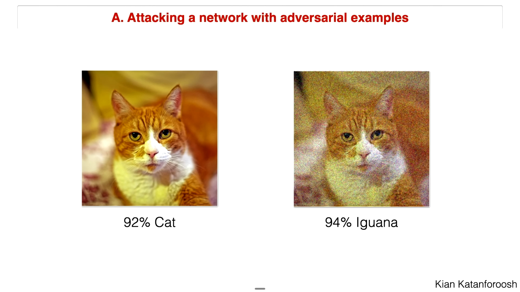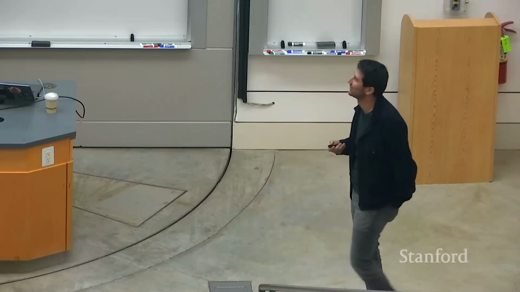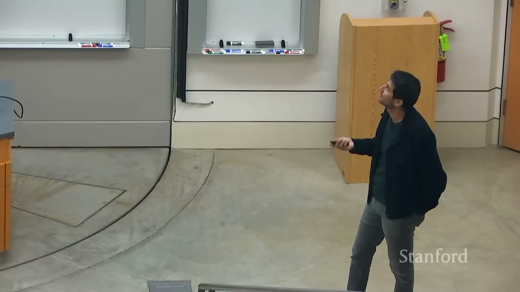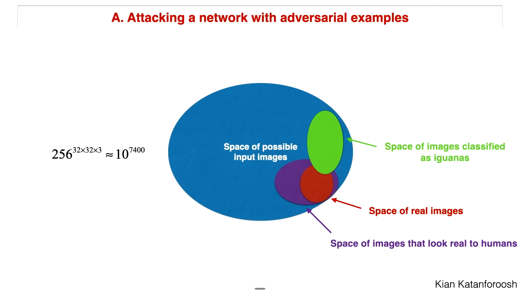Okay, so these are examples of adversarial examples that you can forge. Where are we on this map in the new setup? Well, we are right now in a different space. We are in the space of images that look real to humans and are classified as iguana, but they're not real. So we're right here, at the crossroad of the green and the purple space. They look real to us, but they're not actually real, and they're classified as an iguana.